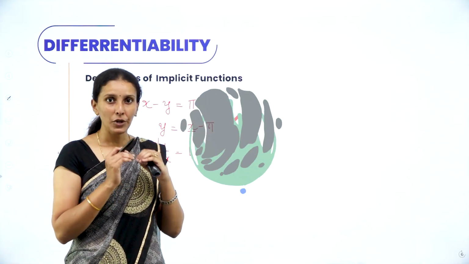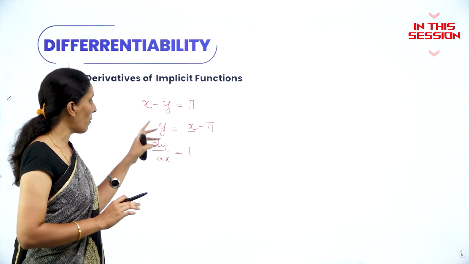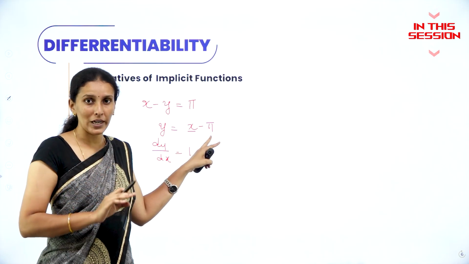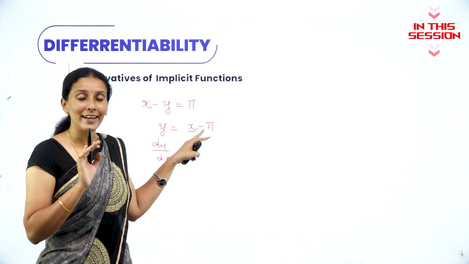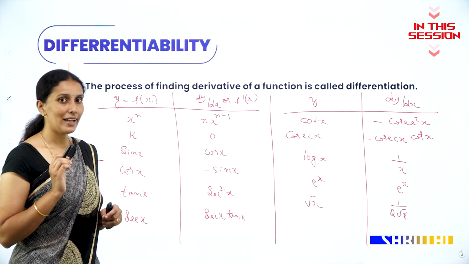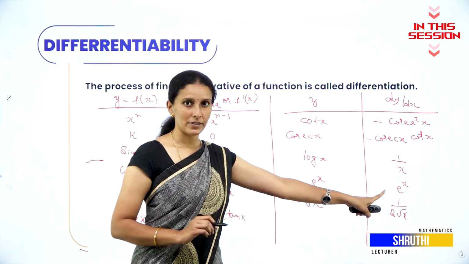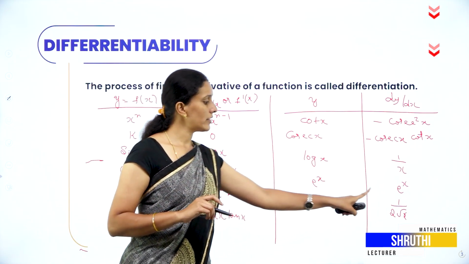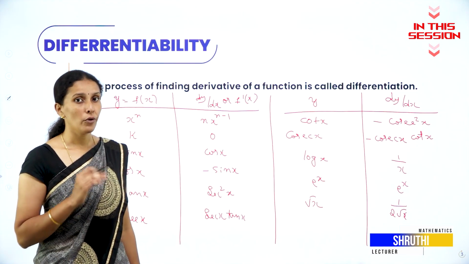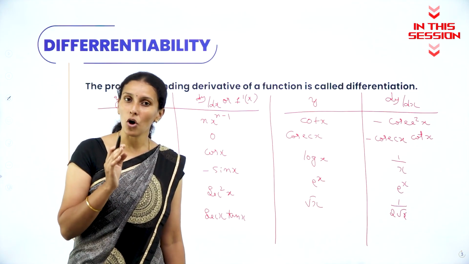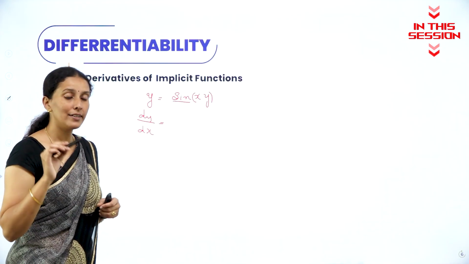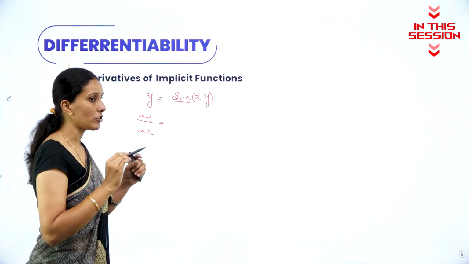Any function, when you can express it in the form of y is equal to f of x only, is called an explicit function. We know that the derivative of e power x is e power x only, and the derivative of root x is 1 by 2 root x. Therefore, e power root x is a composite function. What is the derivative of sine of any function? It is cos.